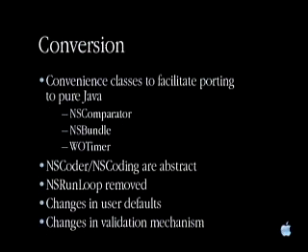We've added some convenience classes to help you port your code to pure Java: NSComparator, NSBundle, WOTimer. These are things that often have equivalents that you could write Java code to do what they do, but we figured we'd save you the trouble. We've left some classes like NSCoder and NSCoding in, although they're now completely abstract. We removed a few things, NSRunLoops, NSUserDefaults, and we changed the validation mechanism to be more in line with the way Java works. NSComparator is a pretty simple class.